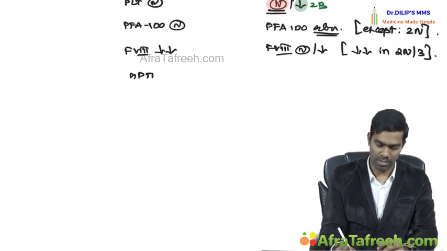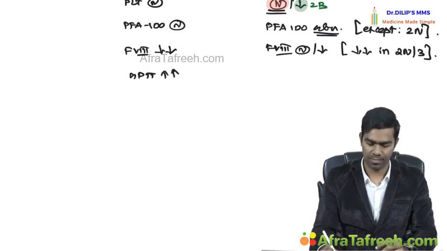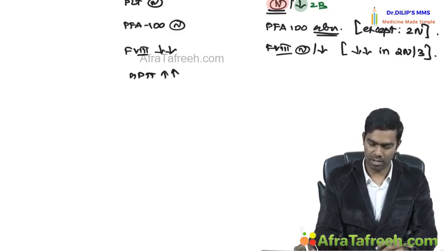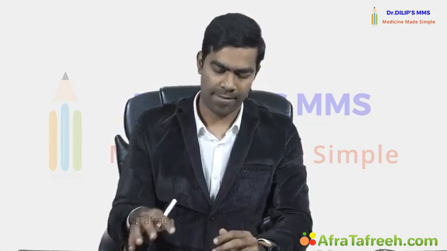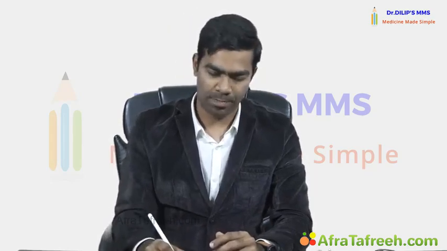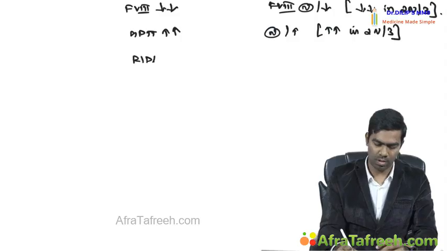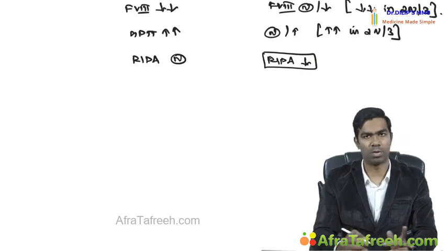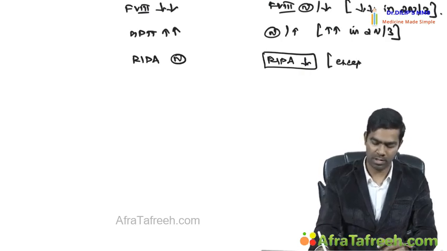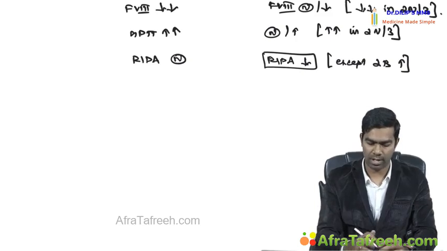And what about your APTT? APTT levels will be seriously elevated in hemophilia, whereas APTT levels will be normal or only mildly elevated usually in Willebrand disease, but again it can be seriously elevated in type 2N and type 3 disease because of complete loss of factor 8 in these conditions. Clear? And as such, your RIPA, ristocetin-induced platelet aggregation, will be normal in hemophilia, whereas RIPA can be abnormal, decreased, in most cases of Willebrand disease. But remember, the exception is type 2B, where RIPA may be increased.